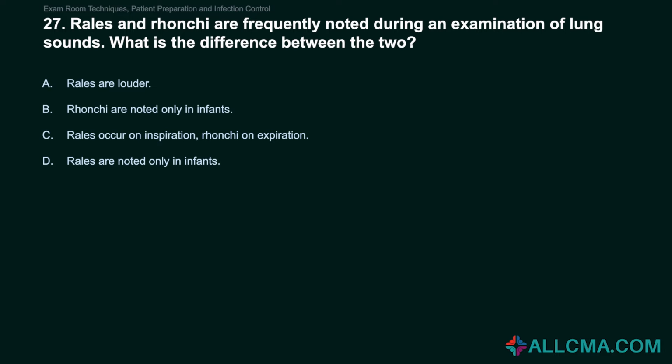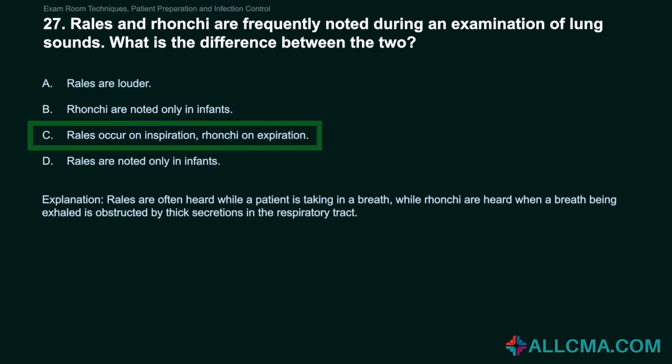27. Rales and rhonchi are frequently noted during an examination of lung sounds. What is the difference between the two? A. Rales are louder. B. Rhonchi are noted only in infants. C. Rales occur on inspiration, rhonchi on expiration. D. Rales are noted only in infants. Correct answer, C. Rales occur on inspiration, rhonchi on expiration. Rales are often heard while a patient is taking in a breath, while rhonchi are heard when a breath being exhaled is obstructed by thick secretions in the respiratory tract.